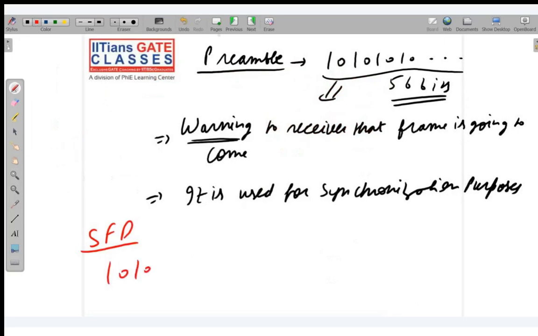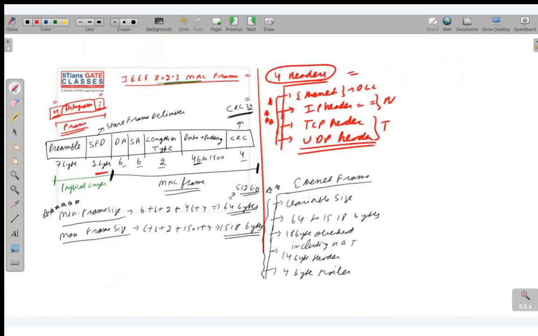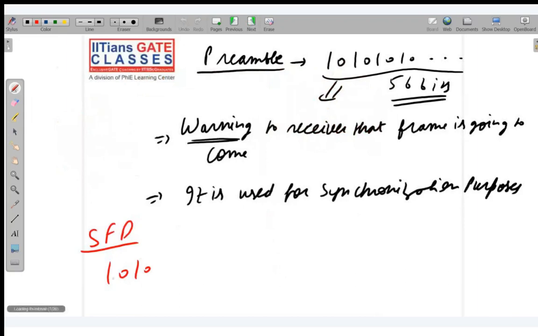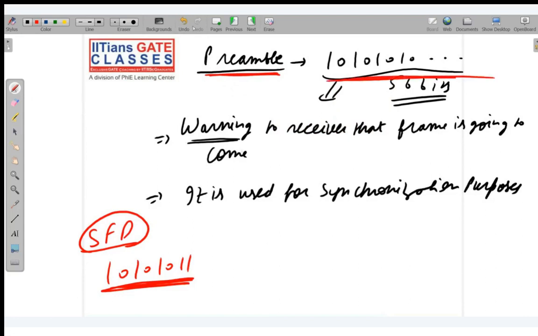This is a 1 byte field, 1 0 1 0 1 0 1 1. So SFD, the start frame delimiter, is the second chance to the receiver. If by chance the receiver is sleeping, we have sent the preamble so that it wakes up. But if it still does not wake up, this is the second chance for the receiver to synchronize.